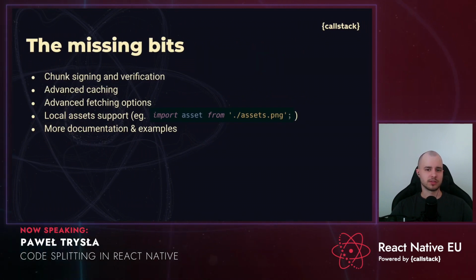From the upcoming bits, there are chunk signing and verification to tighten up the security even more and ensure the chunks the application is going to execute are what they're supposed to be. Additionally, we have advanced caching and advanced fetching options to support a wider variety of scenarios and infrastructures. Local assets support to allow using static assets like images inside a remote chunk using a relative path, and of course more documentation and examples.